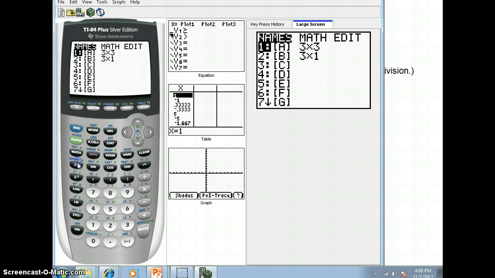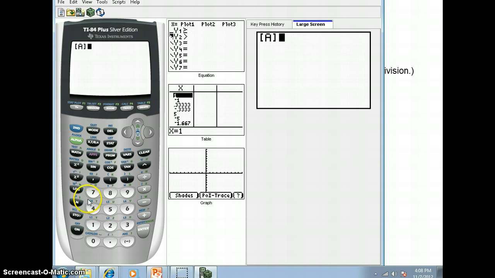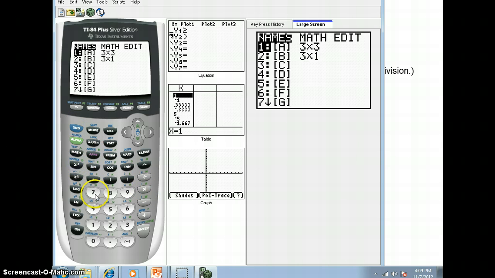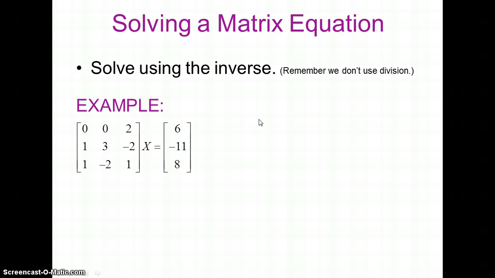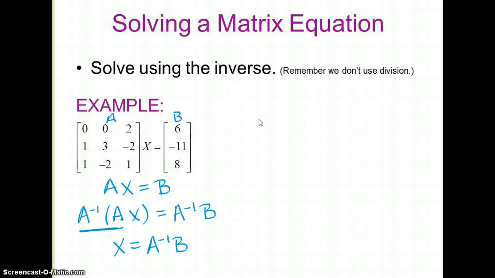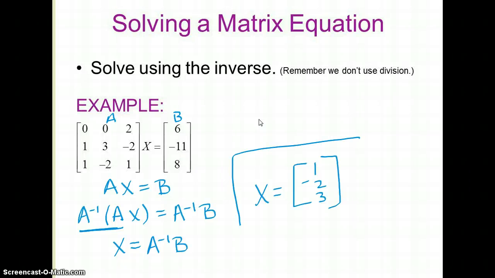We're going to tell the calculator that we want to take the inverse of matrix A, so we put in A and then we tell it to do the inverse, times matrix B. And I see that matrix X should be equal to the matrix 1, negative 2, 3. So with that in mind, I just come back here and we're going to say that we solved this matrix equation, and our matrix was 1, negative 2, 3. And my equation is solved.